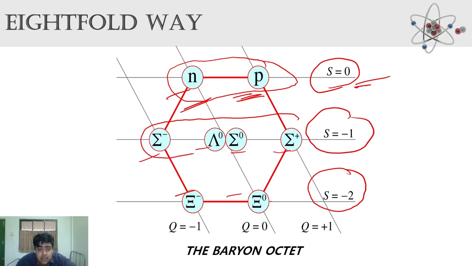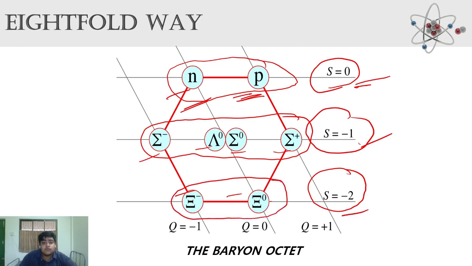These four particles have the strangeness number of -1. And these two particles have the strangeness number of -2. Whereas these two particles have the charge, Q is the charge, of -1. Now, neutron is, as you know, neutral. These are neutral too. The negative sign means that they have a charge of -1.